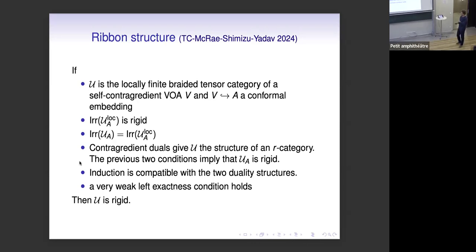And the point is, if you have this setup, you will always have a functor from your category U to the Drinfeld center of UA. And what you have to show is that this functor is fully faithful, because if UA is rigid, the Drinfeld center is rigid, and if it's fully faithful, if you have a subcategory closed under duality, then it's a rigid subcategory. And it is fully faithful in a very general setup.